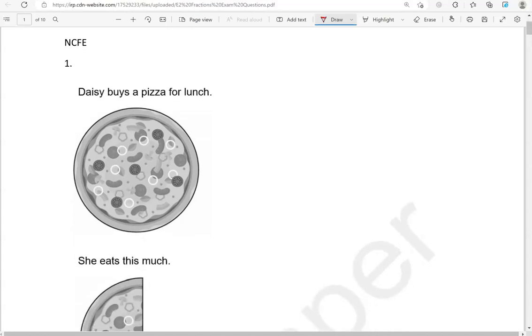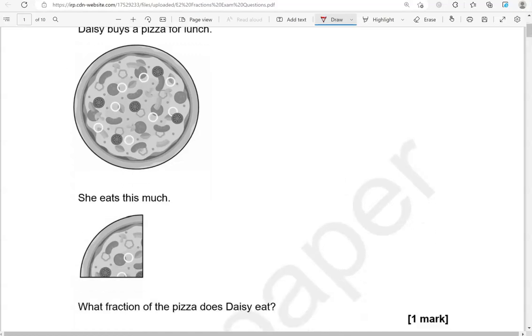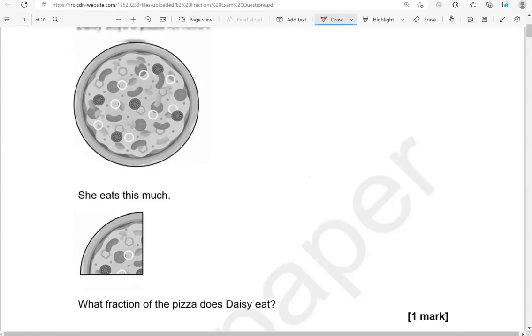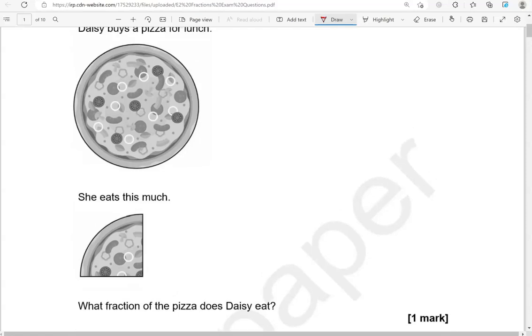Daisy buys a pizza for lunch. She eats this much. What fraction of the pizza does Daisy eat? So, if you look carefully, that is a quarter. So it's one slice out of the 4.